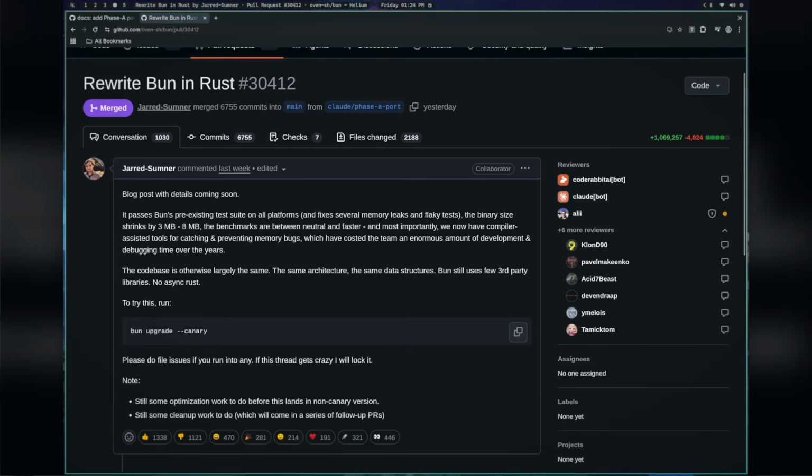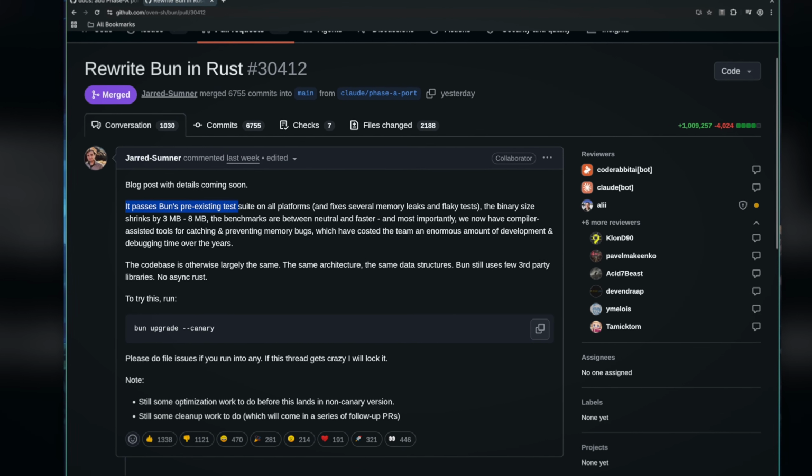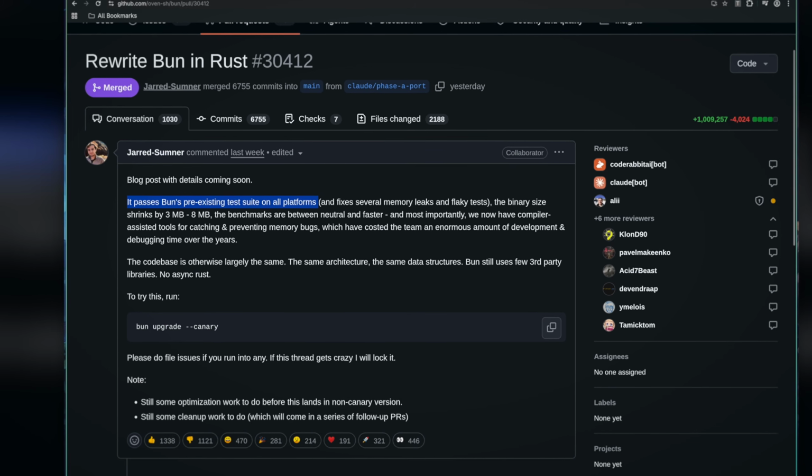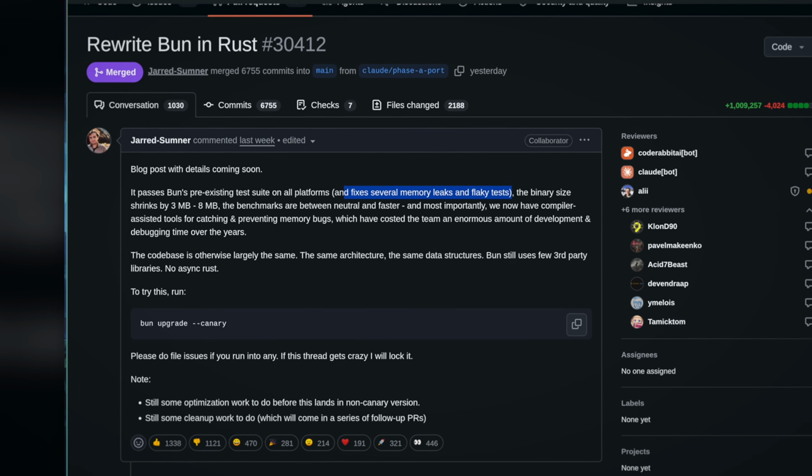And what you'll see in the official merge to main, the official PR message that Jared left, is that it passes Bun's pre-existing test suite on all platforms and fixes several memory leaks and flaky tests, which is actually very important to note. When you have a pre-existing test suite, that allows for a much more accurate port from language to language. Without something like that, it's not going to be as clean.